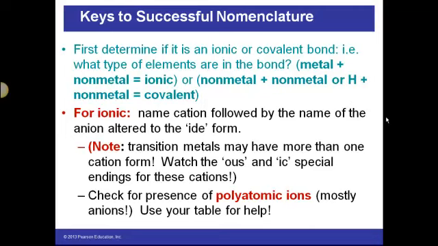So for our ionics, this is just a reminder from chapter 3. Name your cation, followed by the name of the anion altered to the ide form. Watch out for your transition metals. If they have more than one cation form, you have to indicate the charge on the cation using the Roman numeral. So like iron can take the +2 or +3 state. So remember, you need to indicate that you have iron 2 chloride versus iron 3 chloride, for an example.